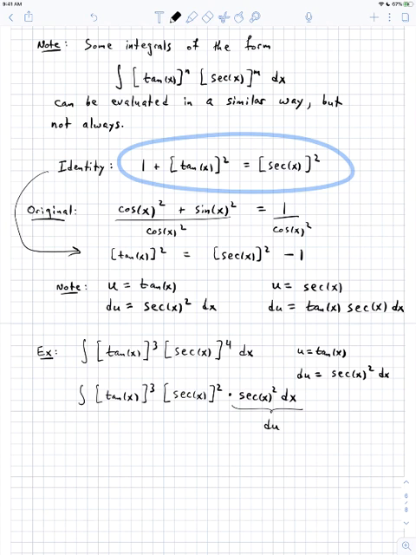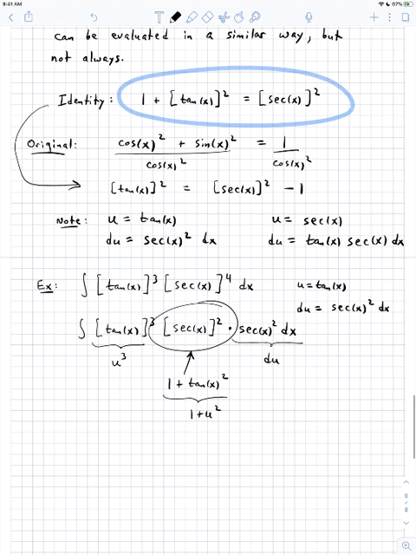Now what's important here is that all of the remaining secants have to be even in number. So this is u cubed. If you take away 2 secants, you need to still have an even number of secants because we're going to use this Pythagorean identity that's circled here. Because we have that secant x quantity squared, which is this term, this thing is 1 plus tangent x quantity squared. And that is 1 plus u squared. So what do we end up with? We end up with the integral of u cubed times 1 plus u squared times du.